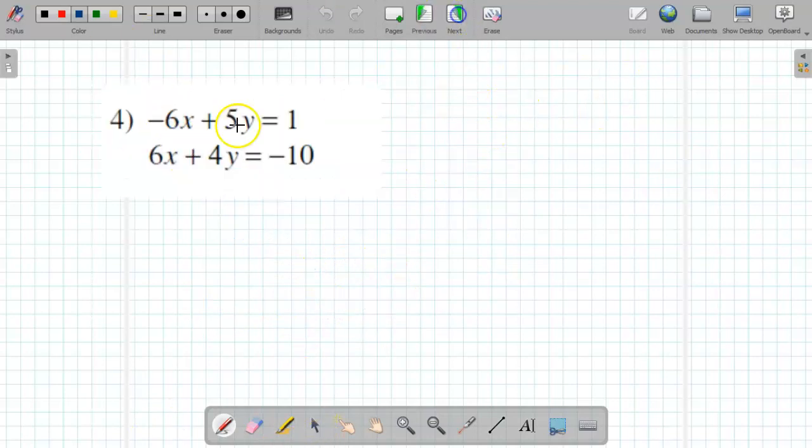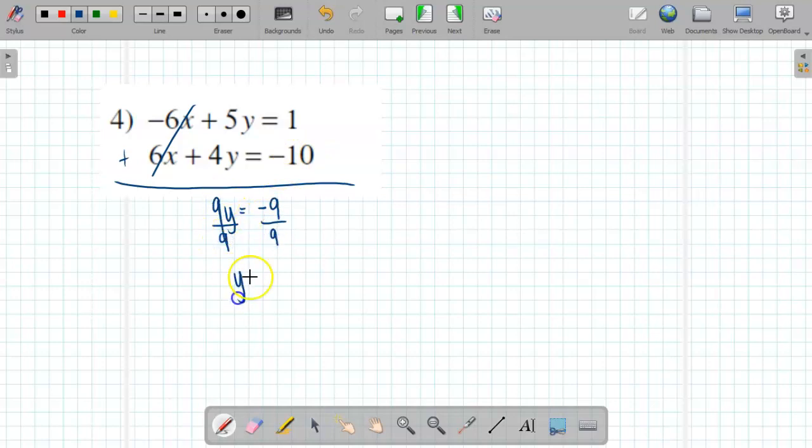The next one we're going to look at is another pretty simple one because negative 6 and positive 6, if we add these two together, those are going to cancel out. So that would give us 9y equals negative 9. So we're just adding 5y and 4y to get 9y. We add 1 plus negative 10 to get negative 9. We could just divide by 9 really quickly and solve here. So y equals negative 1.